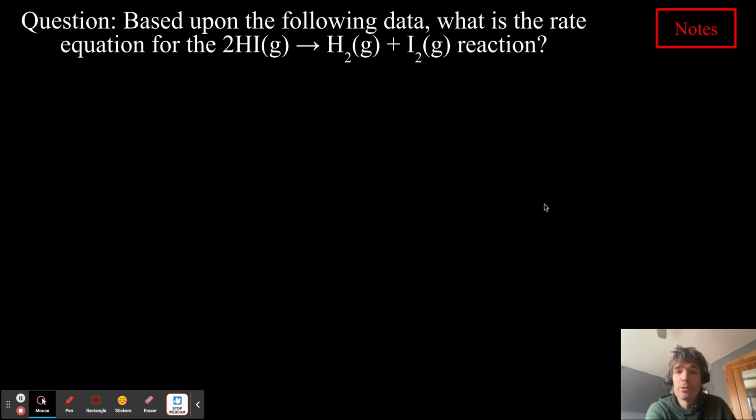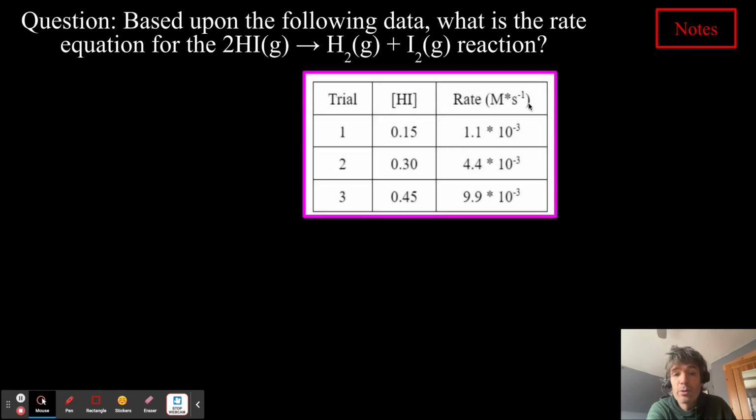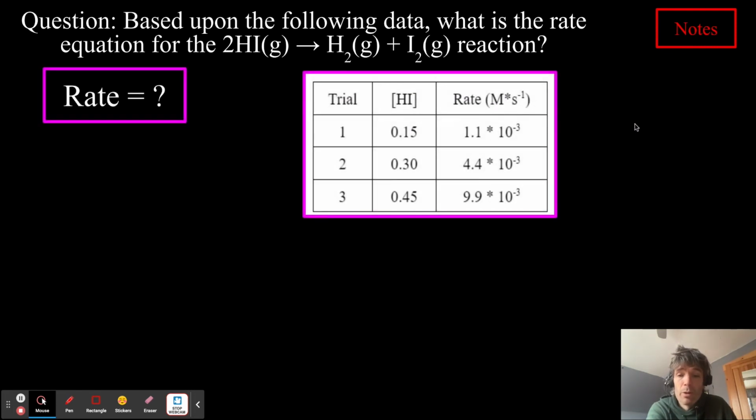So here we go. Here's our data. We've got this reaction with two hydrogen iodide molecules forming hydrogen and iodine gas, and we want to know what's the rate equation. So here's our data that we're going to use. What's the rate law? When I say rate, we mean rate law. I don't mean rate as in these rates.